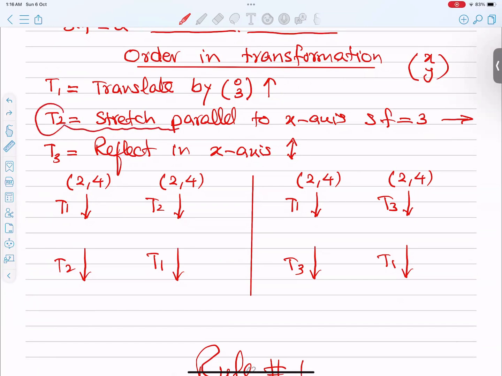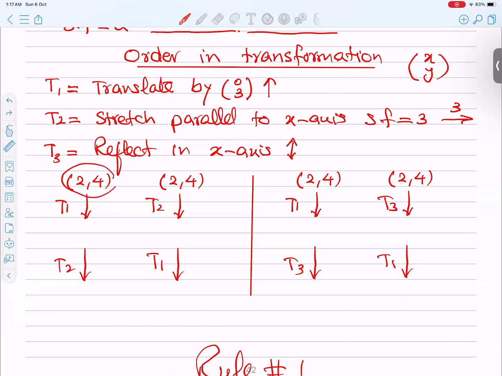T2 is expressing a stretch parallel to the x-axis, stretch factor 3, and parallel to the x-axis, this arrow represents that it is going to the right-hand side 3 times. Okay. T3 is a reflection in the y-axis. This arrow mentioned it can go up or down because we reflect in the x-axis. So we can check now here.